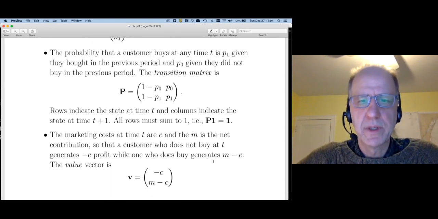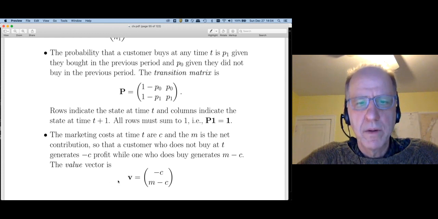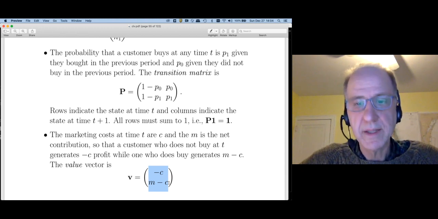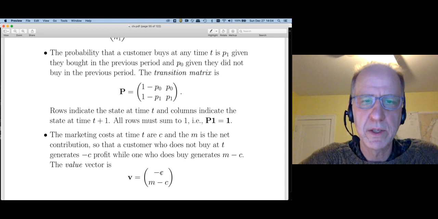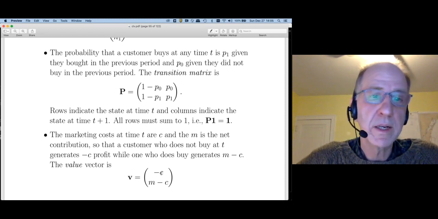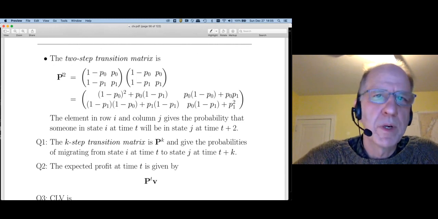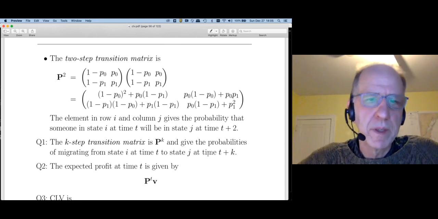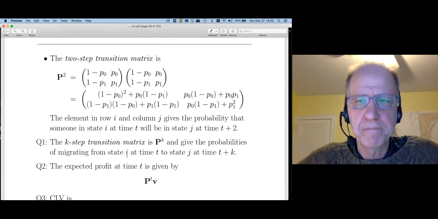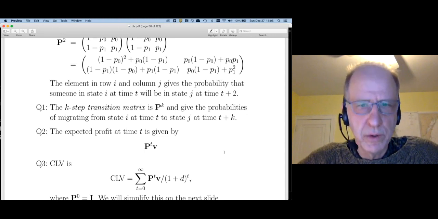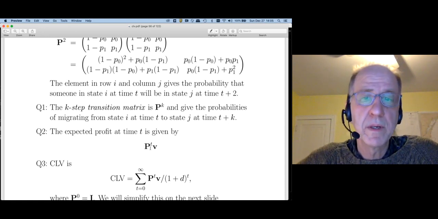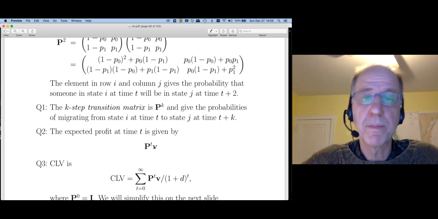The other thing that we had was this value vector, v. The value of a customer who buys, remember, we said was m minus c, whereas a customer who doesn't buy has value minus c. So you invest c dollars in marketing costs and get nothing in return. This is the two-step transition matrix that we derived on paper. The k-step transition matrix gives the probabilities of starting out in state i and ending in state j, k periods later. We can answer question 2 in our matrix notation as follows: we take the probabilities in t periods from now, so that's P to the t, and just multiply it by this value vector.